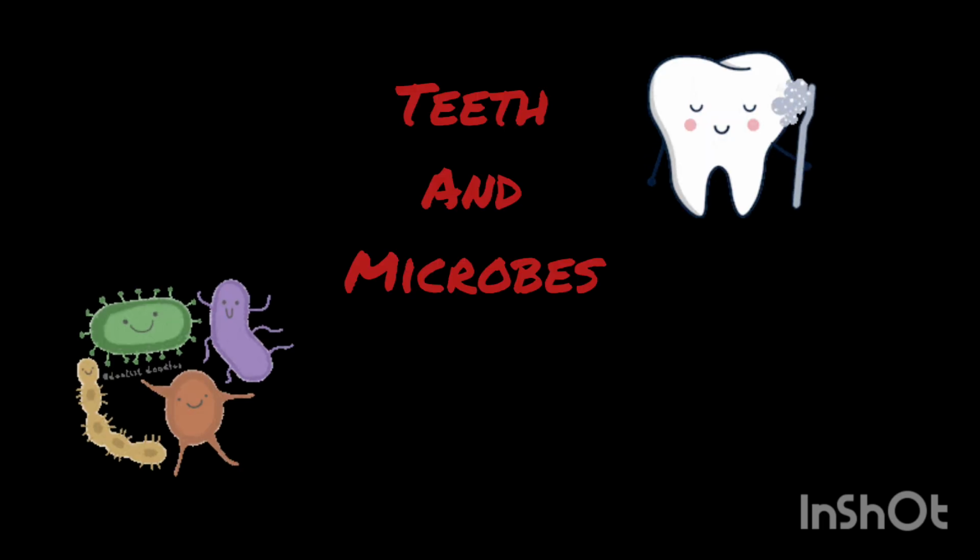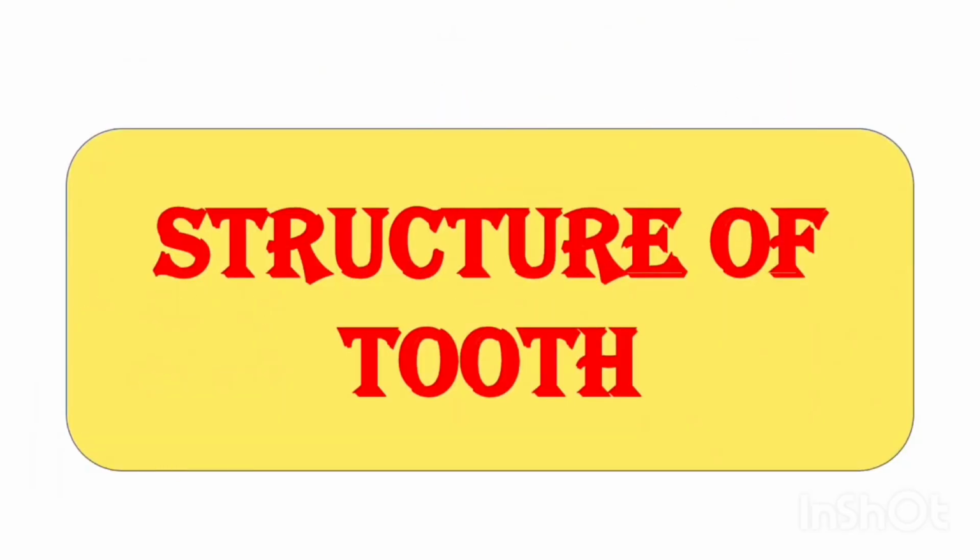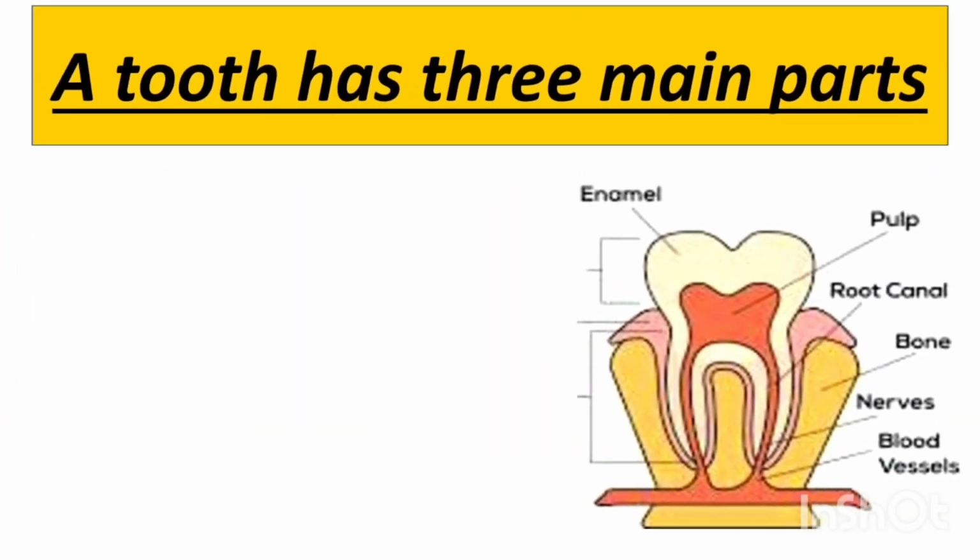Today we are going to revise our second chapter, that is teeth and microbes. Now the first topic is structure of tooth. Tell me one thing, if you see in your mirror, in your teeth, what do you see? You can see some part of the teeth that is visible to you, and some part of the teeth lies inside the gum that you cannot see.